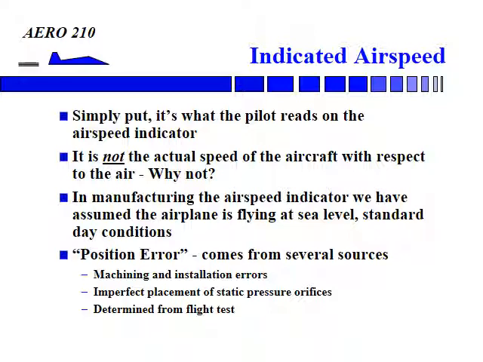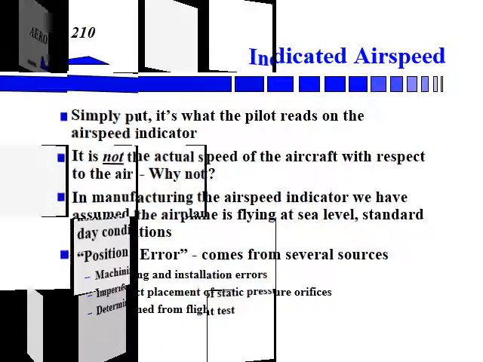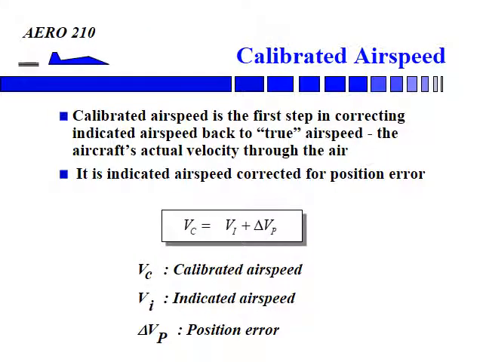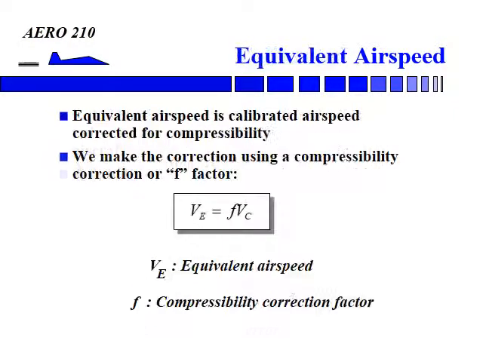We correct all those with something called position error, which is determined from flight test. We add the position error to the indicated airspeed to get calibrated airspeed. Then we multiply by a compressibility correction factor. We use the symbol F to get equivalent airspeed.